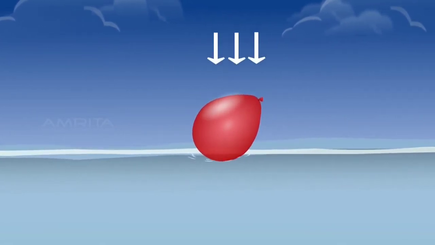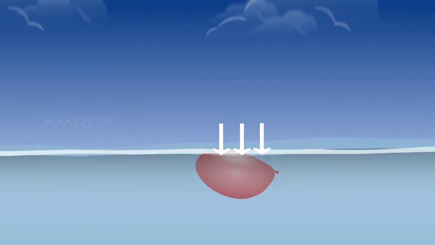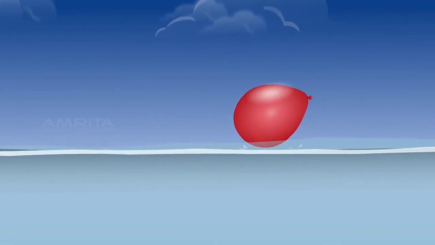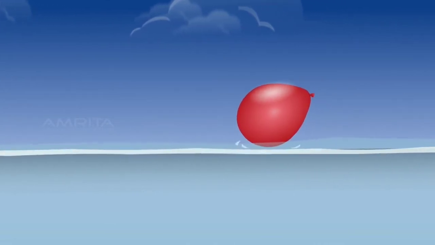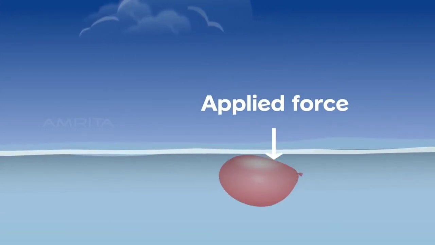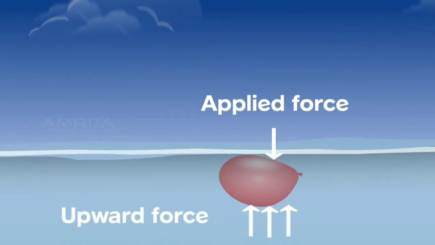To experience this, try pushing the balloon underwater. You will feel an upward force that makes it difficult to push the balloon down. Now release the balloon, it bounces back to the surface. What happens here is that the applied force acts in the downward direction, pushing the balloon down, but the water exerts an upward force on the balloon, pushing it up.